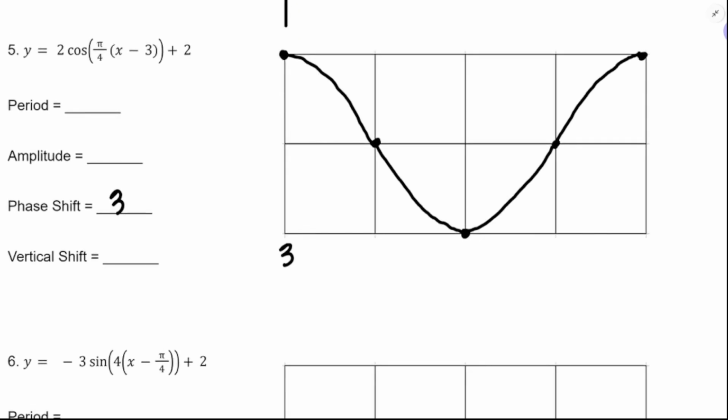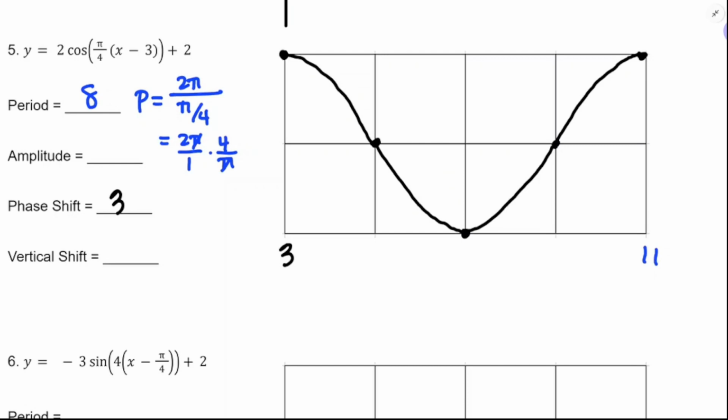If I have the phase shift and I want to know what's going to go over here, I need to know the period. So I'm going to say period equals 2 pi divided by b, which was pi over 4. So dividing by pi over 4 will be like multiplying by 4 over pi. And I'll have period 8. So from 3 to 11 here.